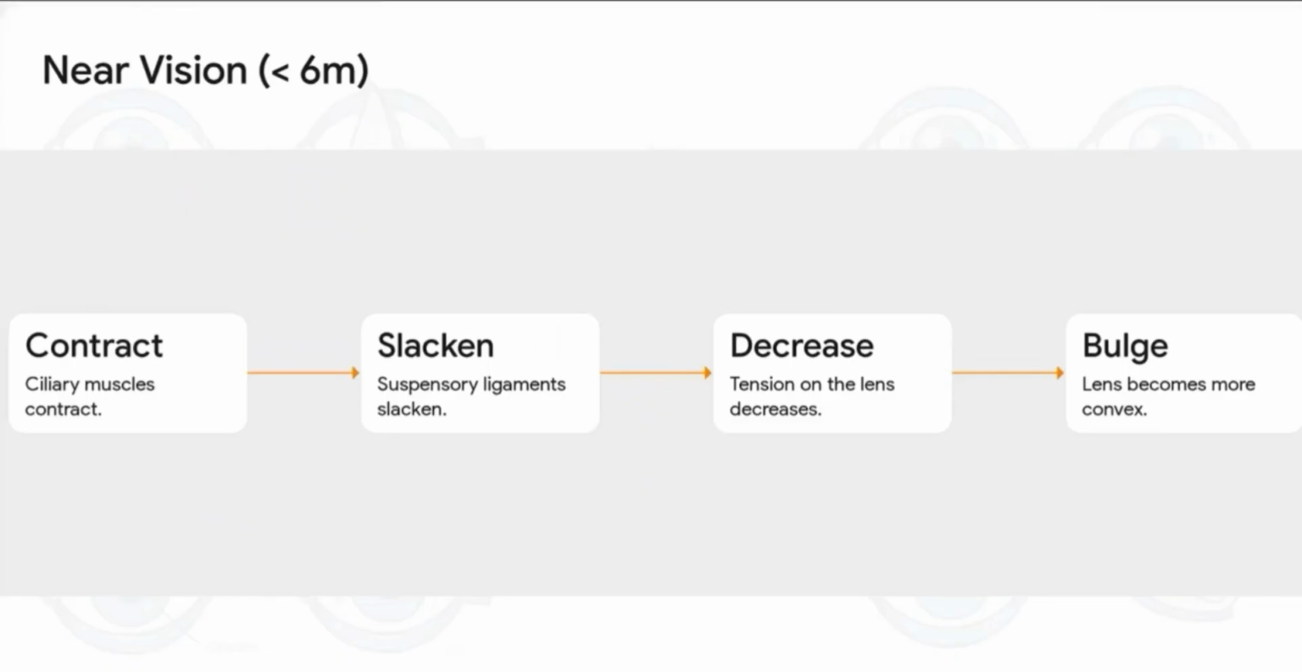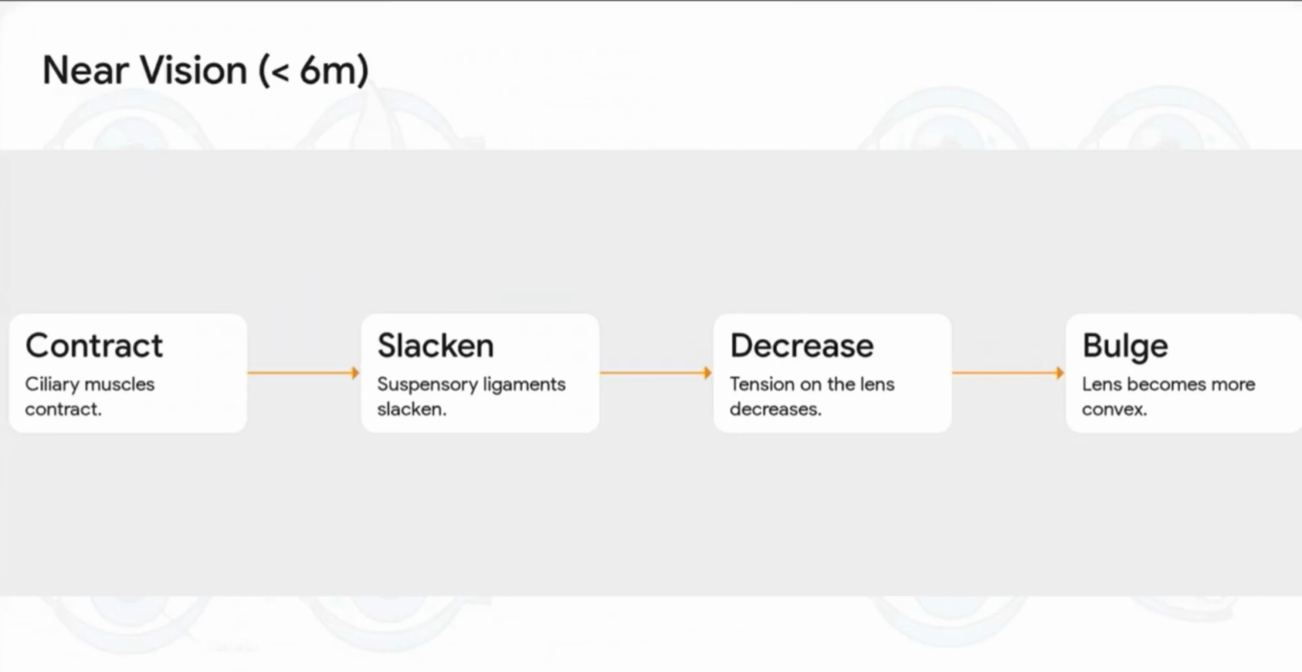So the crucial trick isn't just letting light in, it's bending it accurately onto the retina. Let's break down how this works for a near object, meaning something less than 6 meters away from your face. The light bouncing off a close object is spreading out widely, so your eye has to work pretty hard to bend it back together. Here is the exact biological sequence.